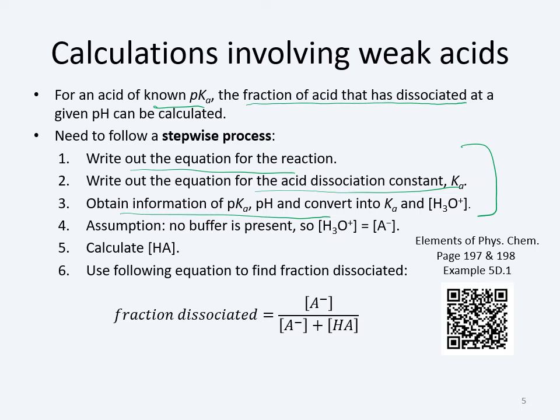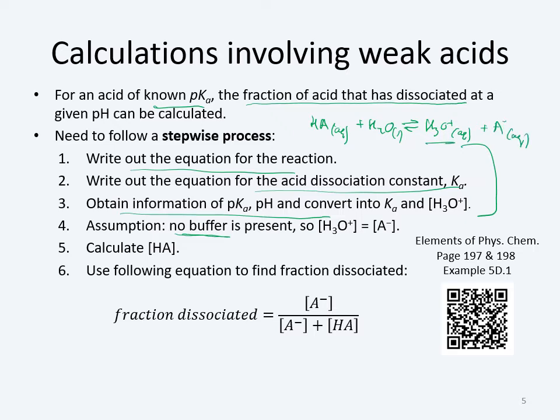After that, we need to make certain assumptions. The first is that if there is no other buffer, and a buffer is a salt, in this case it would be A minus, then the concentration of H3O plus is equal to the concentration of A minus. If I quickly write it up here, you've got HA aqueous plus H2O in equilibrium with H3O plus aqueous, that's a liquid, plus A minus.